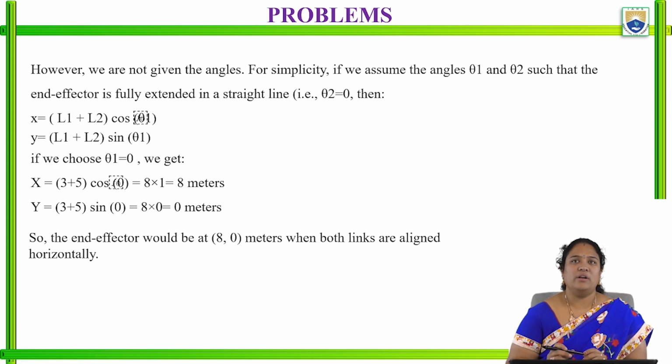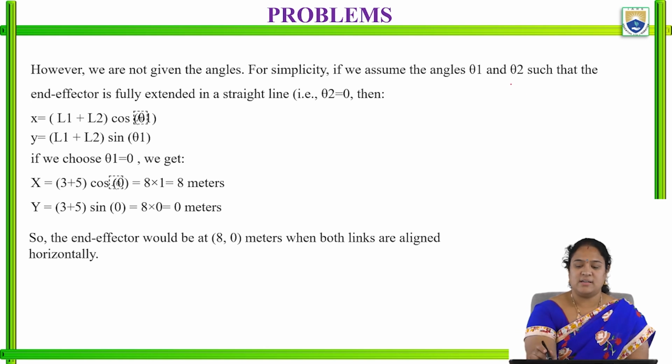Now, for simplicity, we are assuming theta 1 and theta 2 such that the end effector is fully extended, where theta 2 is equal to 0. Then x will be written as x is equal to (L1 plus L2) into cos theta 1, and y will be equal to (L1 plus L2) into sin theta 1.